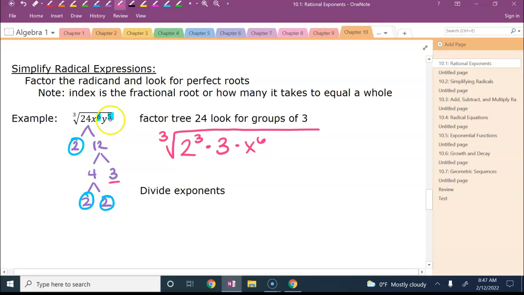Now y, 5 is not divisible by 3, right? So I need to try to think about y and split it up. Now remember, that means that there's 5 y's. So what I'm going to do is think about if I split off 2 of them, I could rewrite y to the 5th as y to the 3rd times y squared, like this.